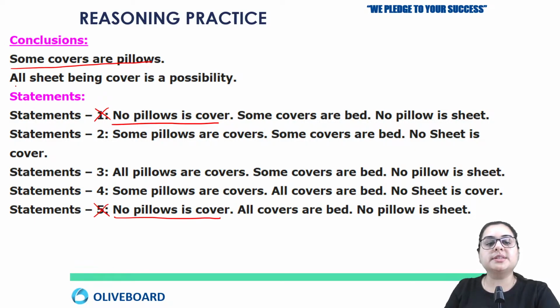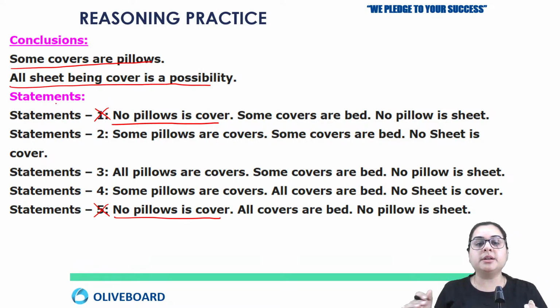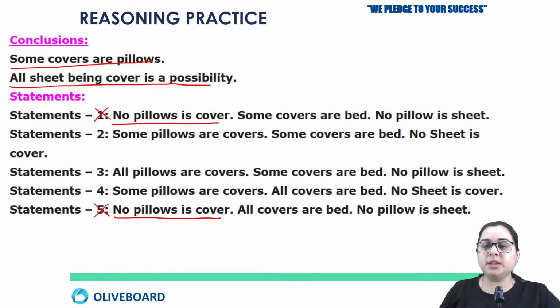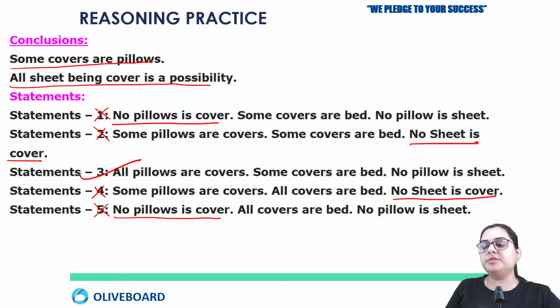Now the next conclusion is that all sheet being cover is a possibility. Now if he says in the conclusion all sheet being cover is a possibility, that means there should not be a certain relation, whether that is positive or negative, between sheet and cover. So in the second you have no sheet is cover. So if we have no sheet is cover, I cannot conclude all sheet being cover is a possibility. I cannot conclude that. Now the same thing is happening in the fourth option also. So we are left with just one option, which is option number 3. So it was Irana, TDD and Ujjwal who have given me the correct answer.